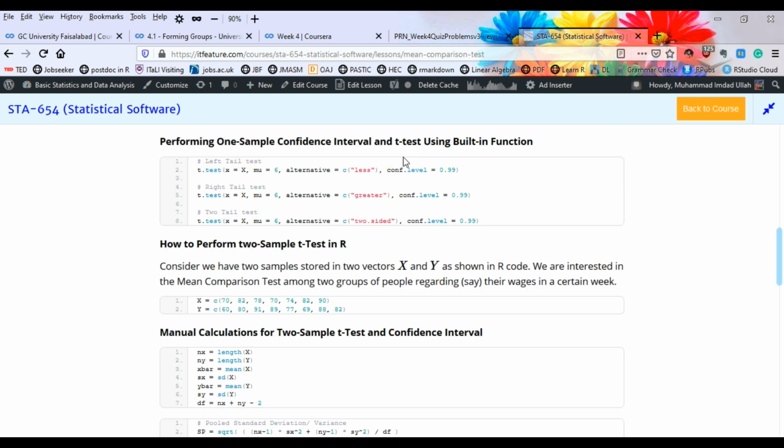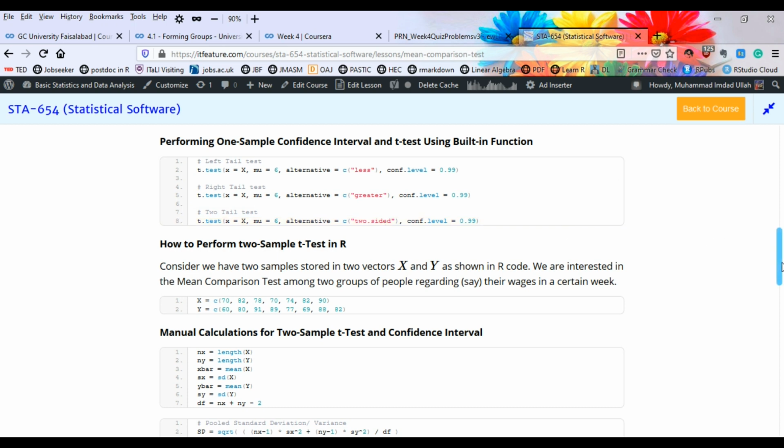To perform the t-test using the built-in function, we use t.test function. Its first argument is the data which is stored in x variable, the population parameter, the alternative hypothesis, and it uses the word less. It means that we are testing left tail hypothesis, and the last argument is the confidence level, which is 1 minus alpha. For right tail, all the things will be same except the alternative, which will use the word greater, and for two tail we use the two.sided alternative option.